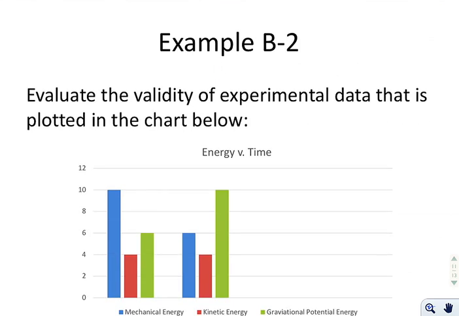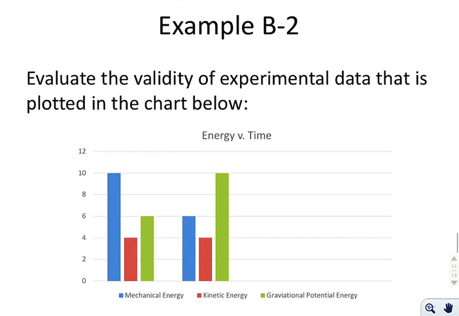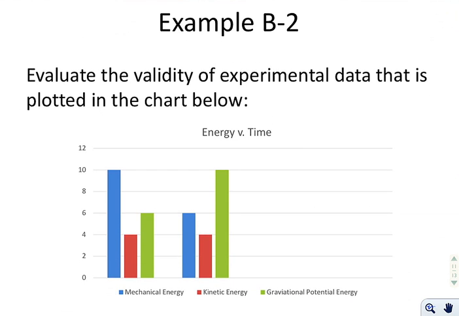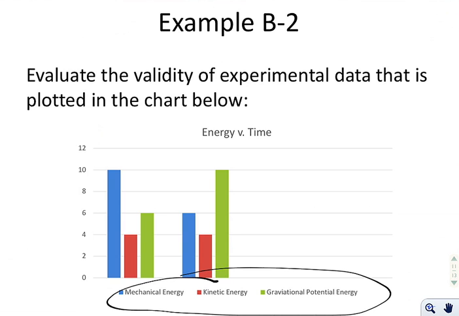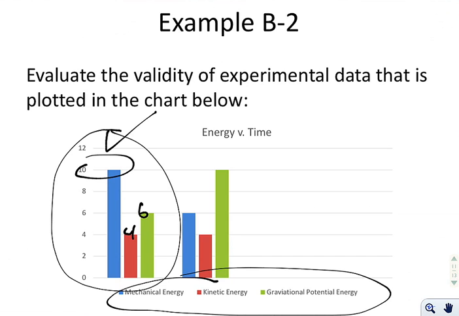The next example says evaluate the validity of the experimental data shown below. And the key to this one is looking at this right here. Remember, mechanical energy is the sum of the kinetic and the potential energies. So when I look at the first data set, I say, okay, mechanical energy is the highest, and that's good, it's 10. And it's the sum of the kinetic, which is 4, and the gravitational potential energy, which is 6. And so that actually makes a lot of sense. This particular set of data is valid.